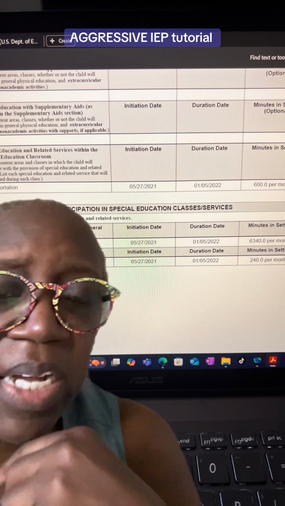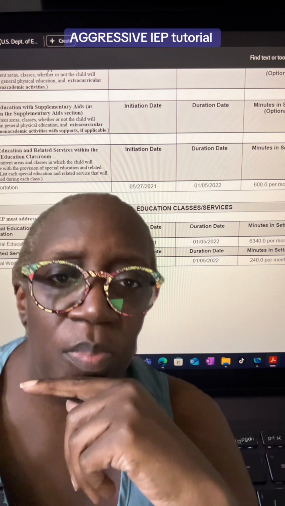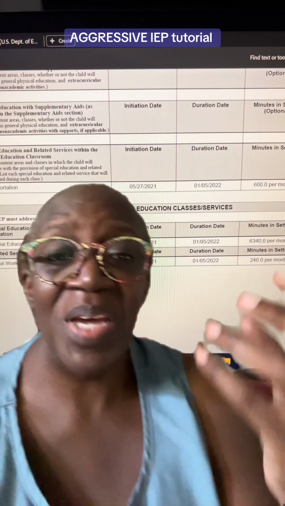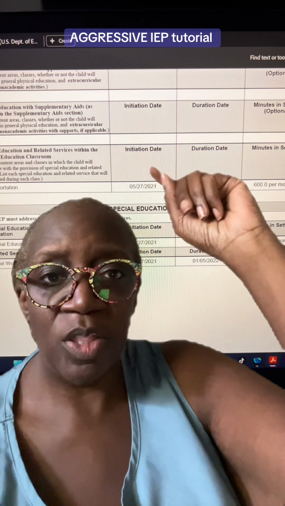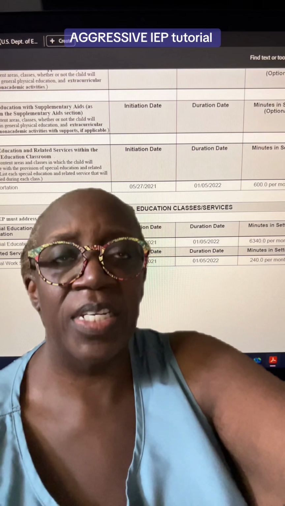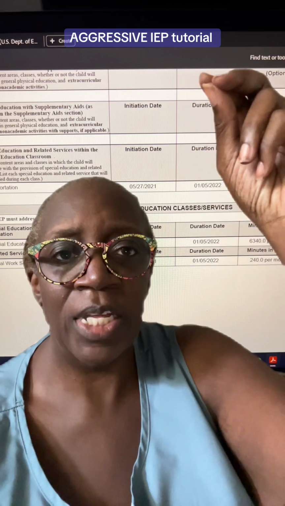This is the services section. This kid is in self-contained, I believe, just based on the number of time. But this is where you see the minutes. This is where we take the present levels at the top and we see the deficits. And then we have the goals that are working on those deficits.